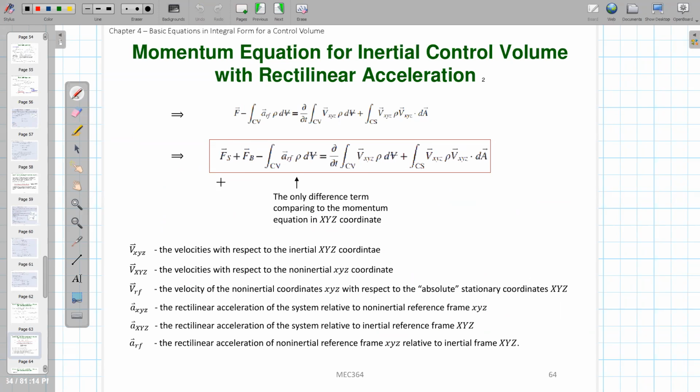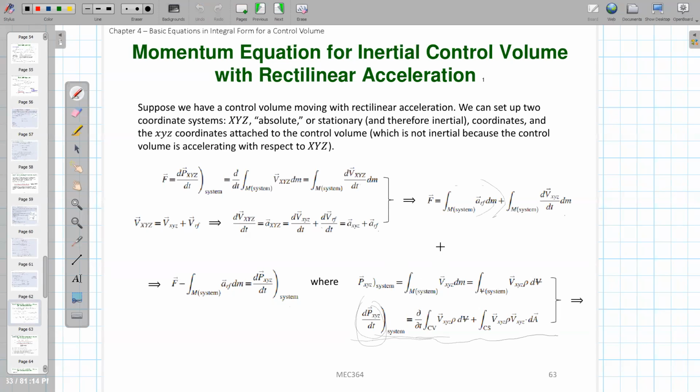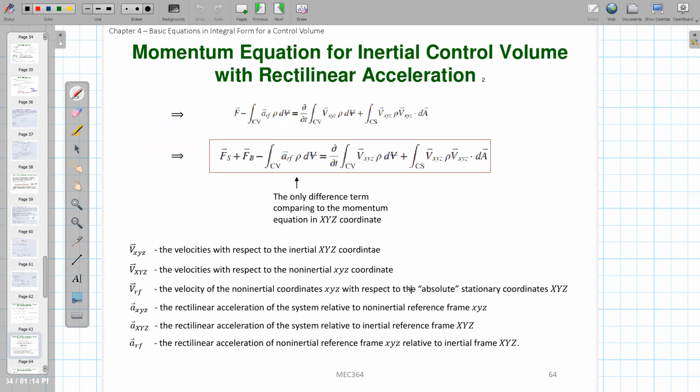So if you are confused about how we derive everything here, it's fine. It's not very important that you know how to derive this, but the important thing you need to know is that if your coordinate system is not an inertial frame, is a non-inertial coordinate system, your momentum equation will have some additional terms here. If you look at this equation compared to the momentum equation we had before, either that the system is stationary or the coordinate system is moving with a constant velocity, you will see that this is the only additional term here.